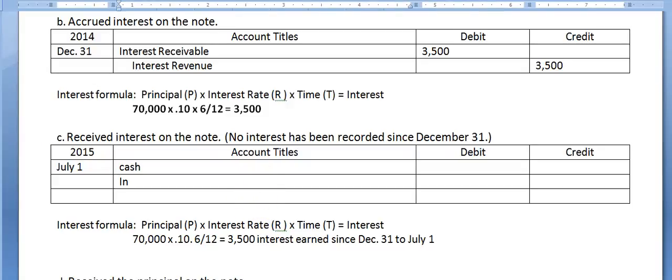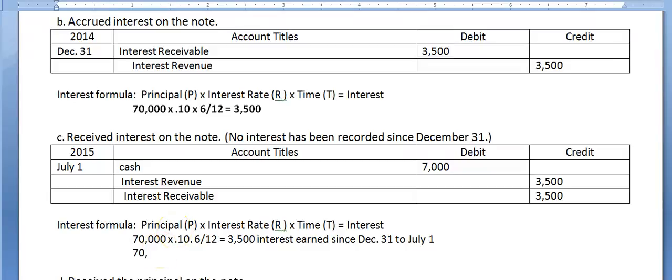So we'll credit interest revenue. I'm sorry about my typing. Plus, we are going to be receiving this $3,500 that we earned from last July 1st through December 31st. So we're going to be crediting the interest receivable for $3,500. We can add these two up to see how much cash we received, or a total of $7,000 in interest. We can also calculate that by using our interest formula.